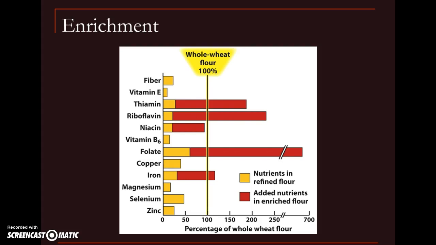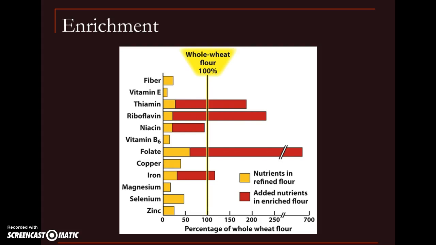We enrich all grain products, which means we add things back that were taken out during processing. So we add back 3 B vitamins, thiamine, riboflavin, and niacin, to pretty close to where they were originally in the whole grain. And we also add back iron, which is a mineral.